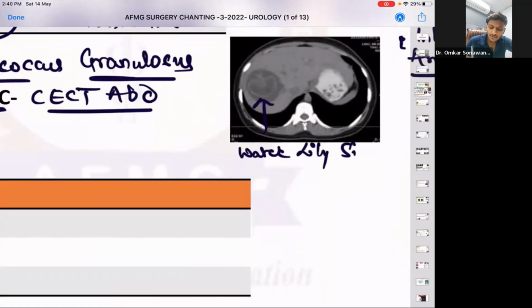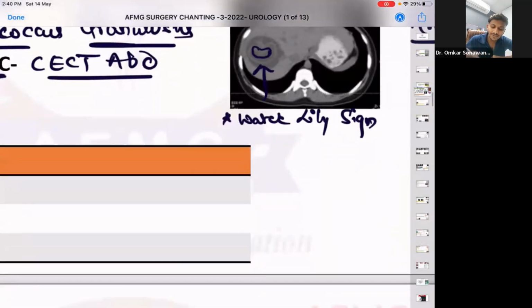Water lily sign. Along with this, you can see in the cyst there is a membrane, a floating membrane. This floating membrane looks like a snake, and therefore it is also known as the serpent sign.